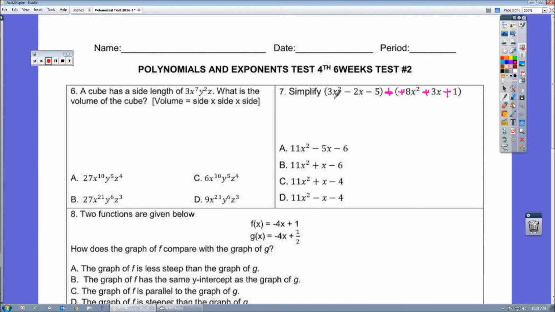Let's combine like terms. Let's put our x squareds together. I have 3 of them on the left, 8 of them on the right. Together we have 11 x squareds. Let's look at the x's. I have negative 2 on the left, positive 3 on the right. That means I have positive 1x. And then let's combine the numbers. Negative 5 plus 1 is negative 4. And so our answer is C.